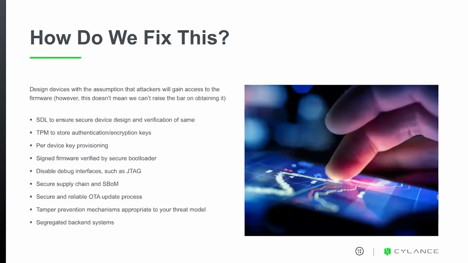A big one is signed firmware that is verified by the bootloader. So we want to cryptographically sign our firmware. And in the context of a firmware update, we want to verify that firmware on the device before we apply the update. And then on boot of the device each time, we want the bootloader to cryptographically verify that signature, to ensure that it will only load trusted firmware. And this is that chain of trust that starts with the bootloader.